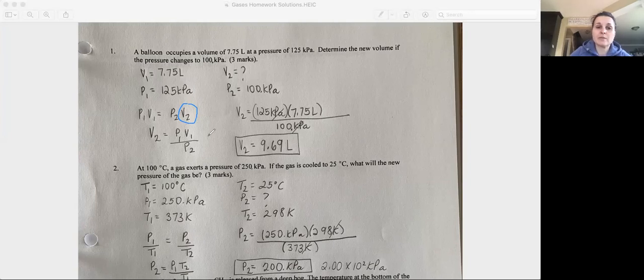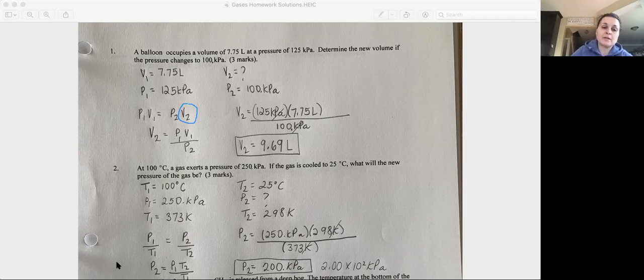All right, so once I have my rearranged equation, V2 is equal to 125 times 7.75 divided by 100. You'll notice that my kPa's cancel out. I'm left with liters. My final answer, V2 equals 9.69 liters to three significant figures. I'm going to put it in a nice box so that the person that's marking it is able to follow my work and find the final answer. I don't need a statement as long as I have this box so it's easy to find.